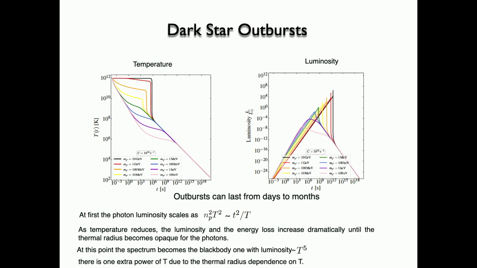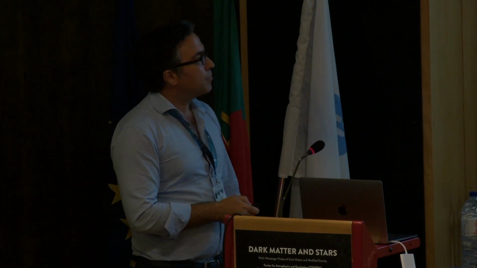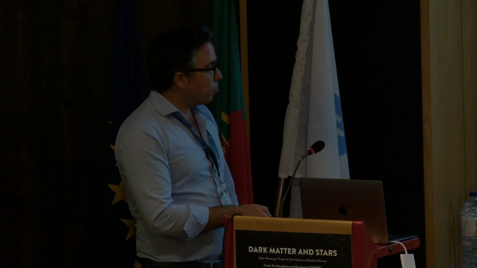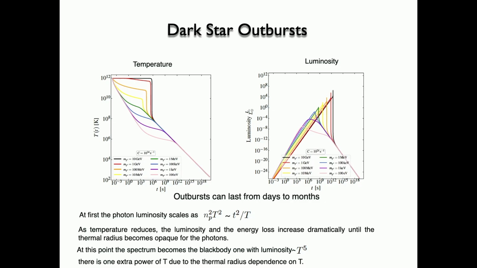So at first, this object cools by emitting these dark photons, and the dark photon, we assume, has a mass, and when the temperature drops below the mass, basically it cannot cool anymore by emitting these dark photons, okay? So that's why you see the temperature remaining more or less constant here. However, during this time, the dark star is accumulating protons and electrons with a constant rate, the accumulation rate that I showed you before. And this rate is proportional to, the luminosity scales like that, okay? So it's proportional to the square of the time over the temperature.